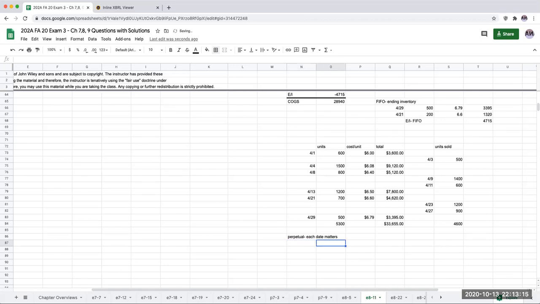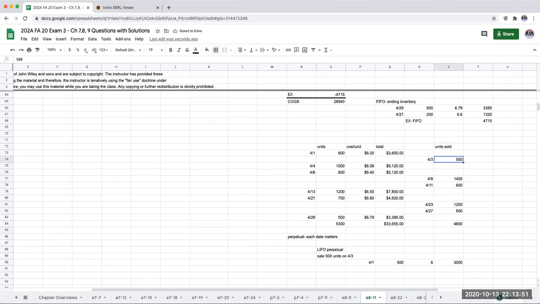But under LIFO perpetual, what happens is I'm going to go in chronological order. So for LIFO perpetual, the dates matter. So my sale of 500 units on 4/3, the only thing I can take from is April 1st. So I'm going to go April 1st, 500 units at $6 for a total of $3,000.